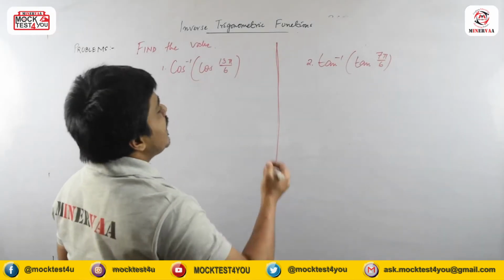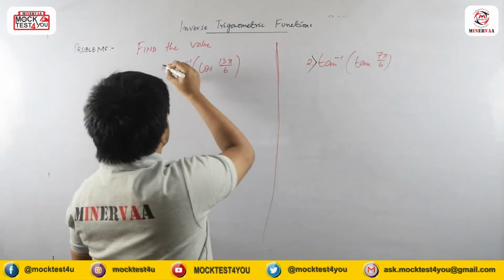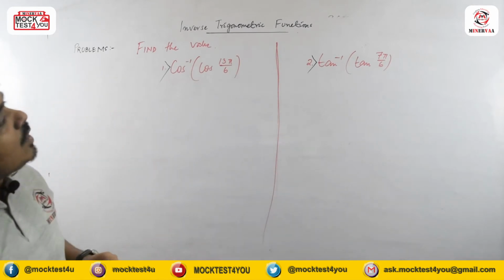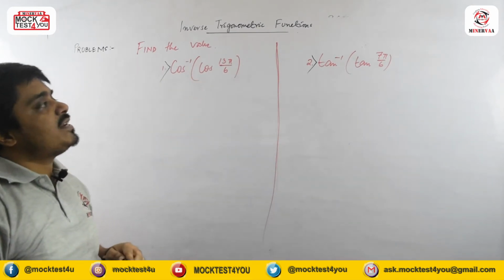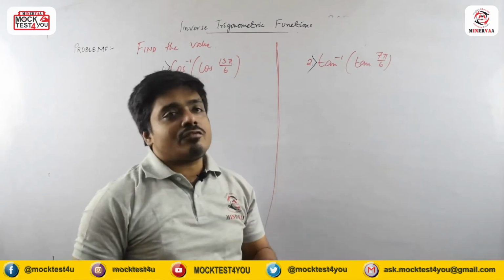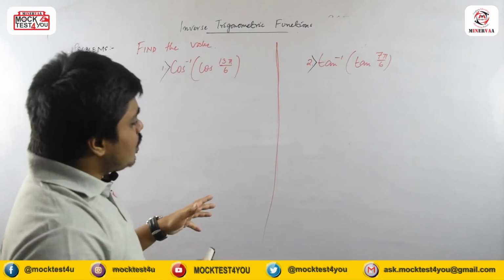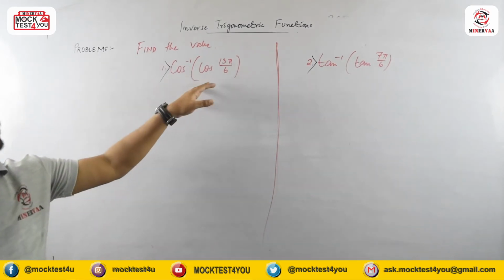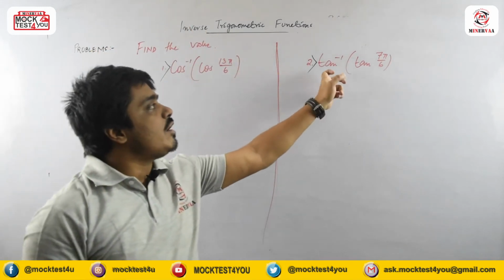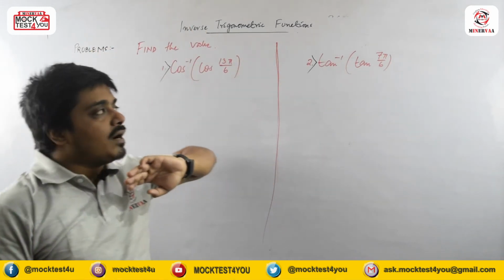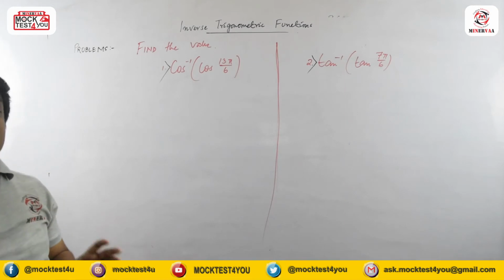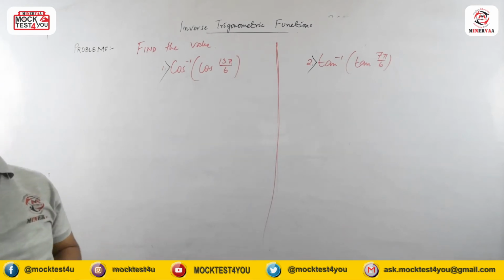So now here we have some different type of questions. We need to find the value of cos inverse cos of 13 pi by 6 and tan inverse tan of 7 pi by 6. Now I told you that whenever we have cos inverse and cos like this, we can remove them. Whenever we have tan inverse tan, we can remove them. But we can only remove them if there is a condition.